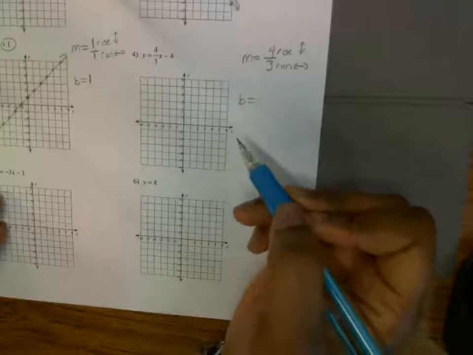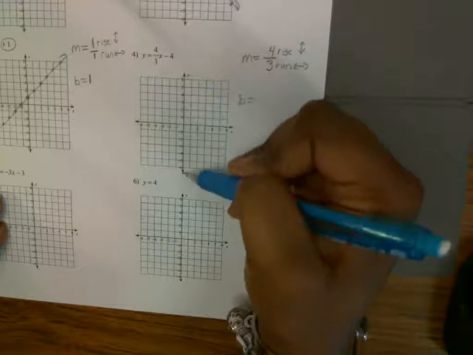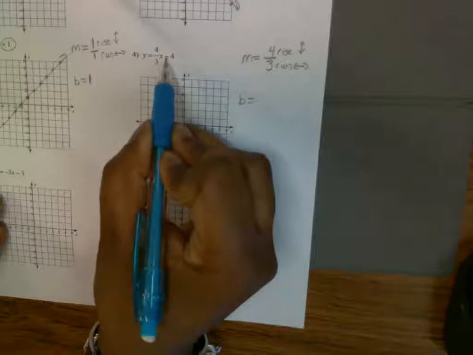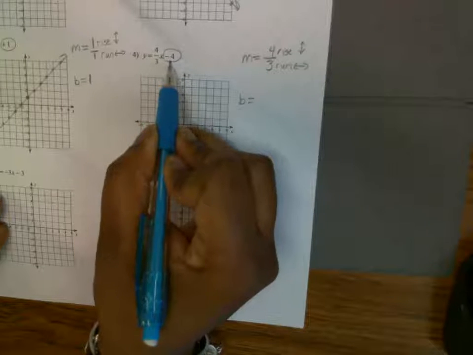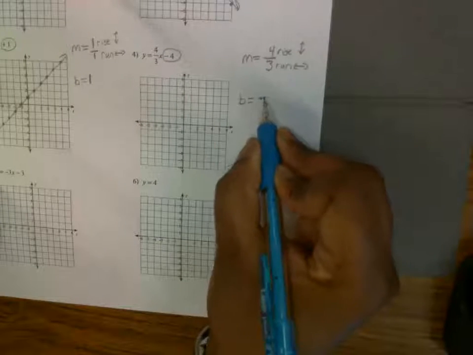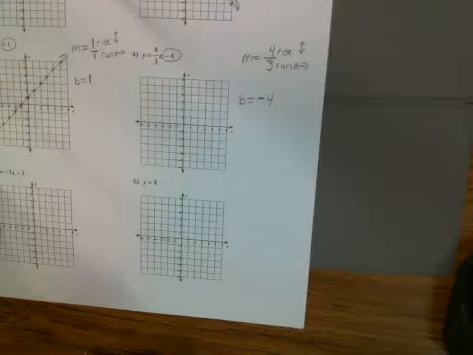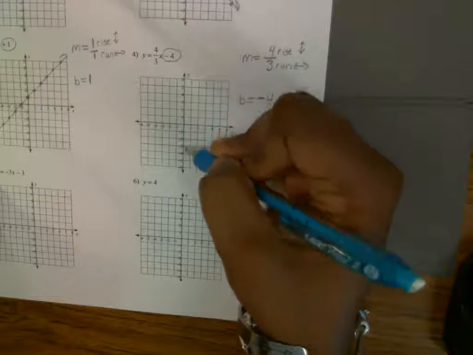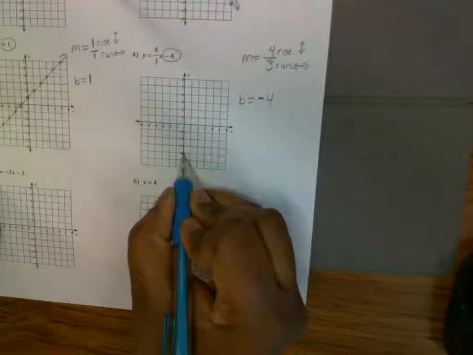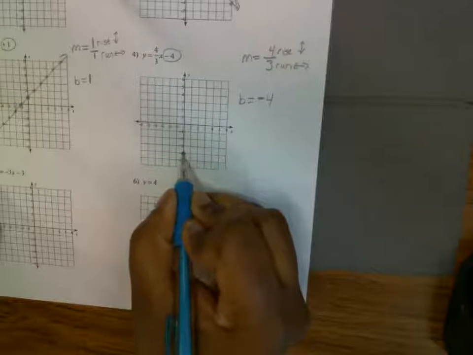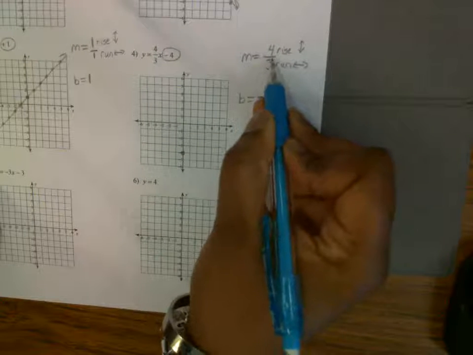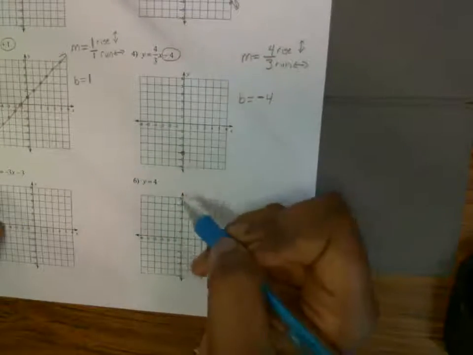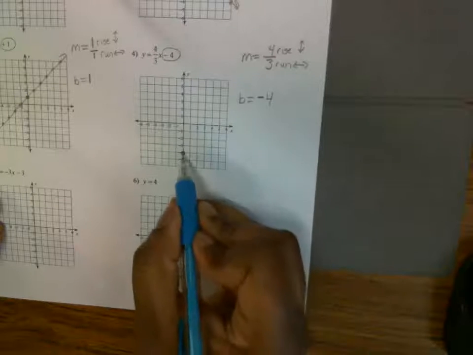My B, or my y-intercept, is where the line is going to cross the y-axis, and it's going to be the number that has no variable attached to it. There's a negative in front of that 4, so B is going to be -4. I find -4 on the y-axis. -4 on the y-axis is here, so this is where I start. I'm going to use my slope, just like I did in the previous examples, to put other points on the line. So I start here.